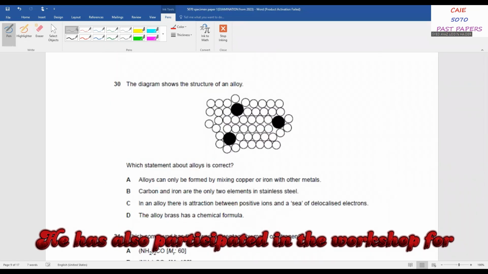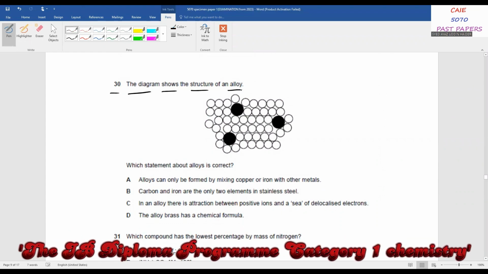30. The diagram shows the structure of an alloy. This is the structure of an alloy. Recall, alloys are mixtures of metals.